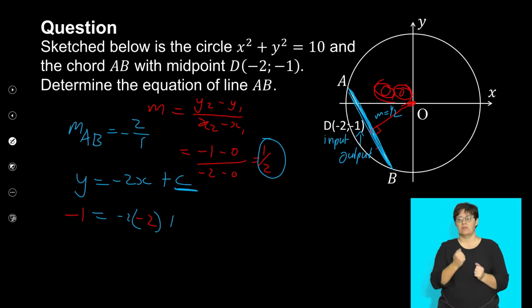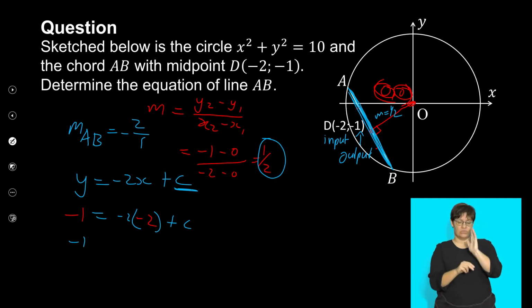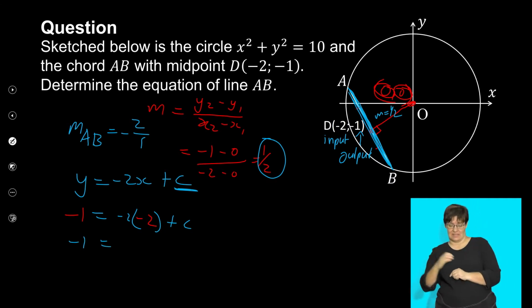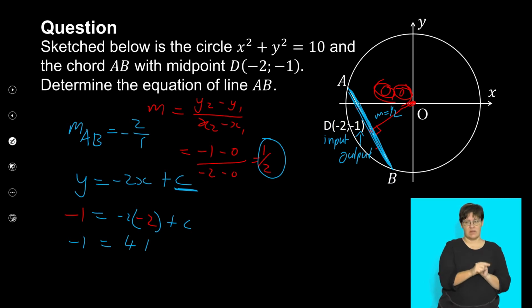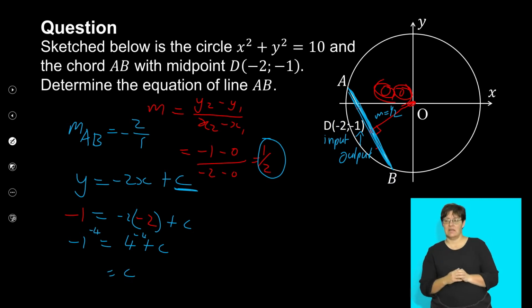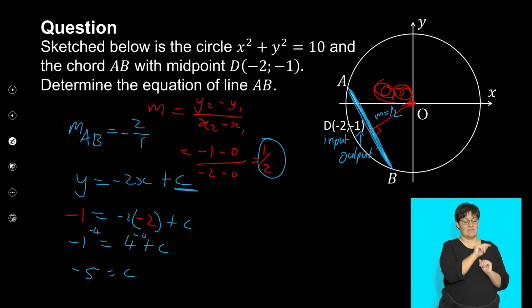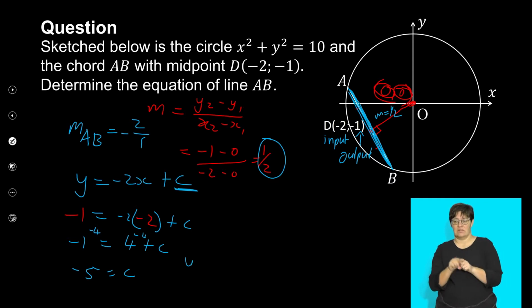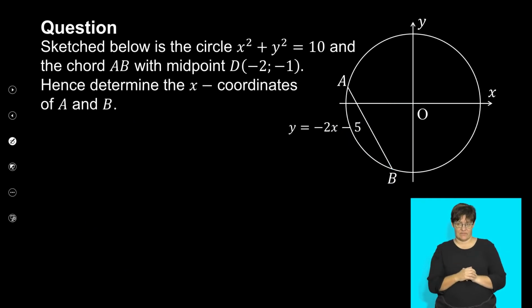And now all I'm going to do is solve for c. I'm going to simplify a little bit, so negative 2 times negative 2 is 4. I'm going to subtract 4 on both sides, and if I do that, I get c is equal to minus 5. Excellent. And so my equation ends up being y equals minus 2x minus 5. So let's move on to the next part of this question.